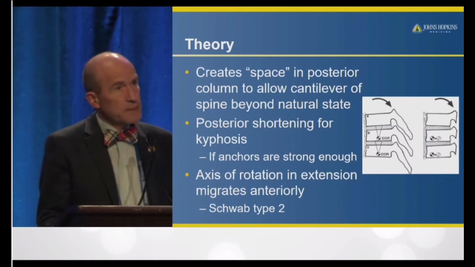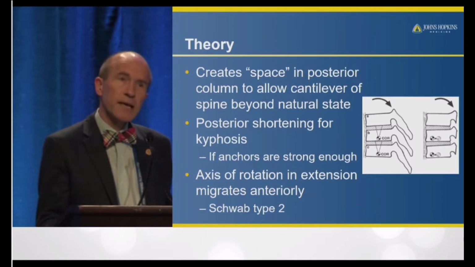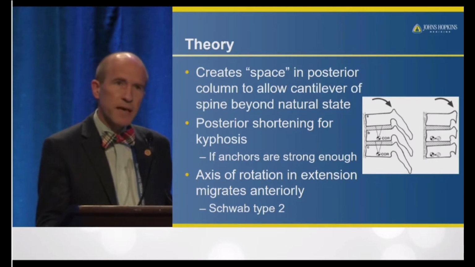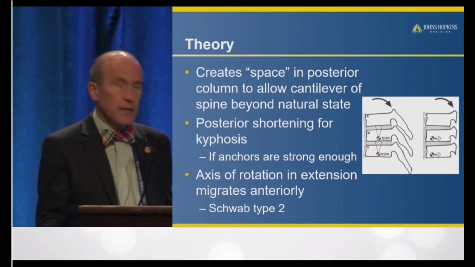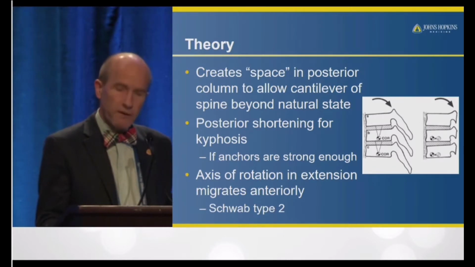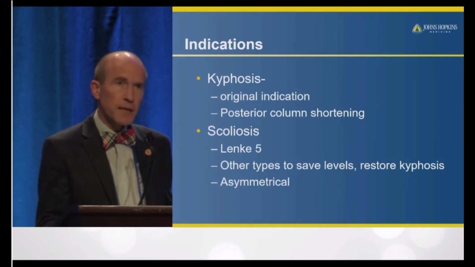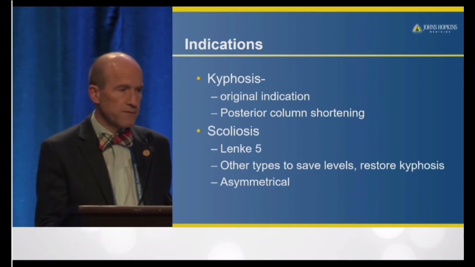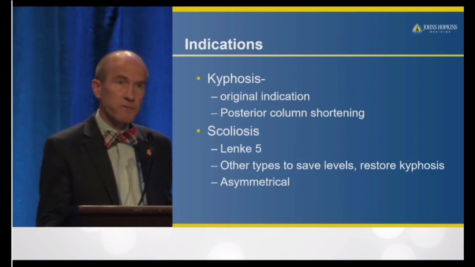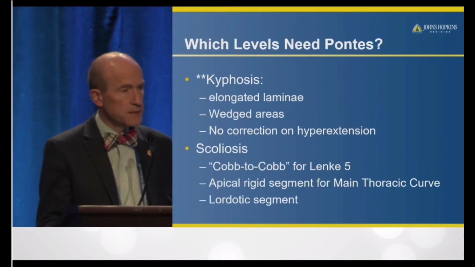The theory of this osteotomy is it creates a space in the posterior column to allow cantilever of the spine in kyphosis beyond its natural resting state, or shortening for kyphosis, which is what the osteotomy was described for initially. The axis of rotation in extension rotates posteriorly with this, and it qualifies as a Schwab type 2 osteotomy. It can be used in kyphosis, which he described it for, eliminating the need for an anterior release by posterior column shortening. It can also be used in scoliosis, especially the lanky type 5s, where you do it at every level to save levels, or other types of deformity, where you can sometimes save a level by getting more correction within the defined segments, often done asymmetrically.